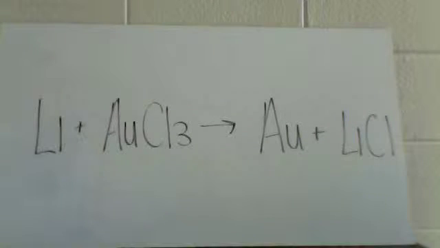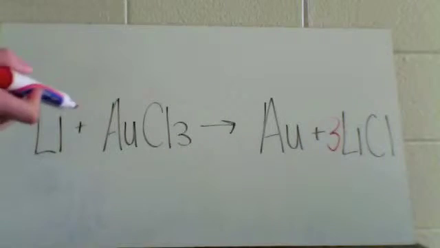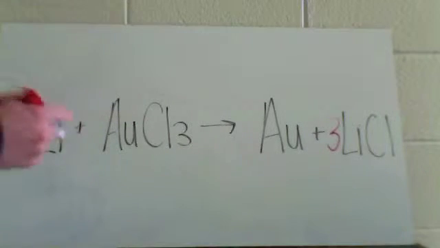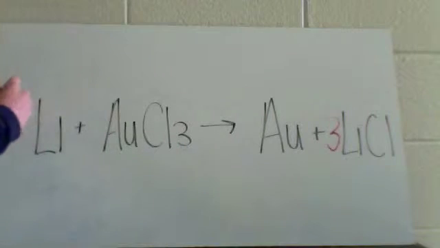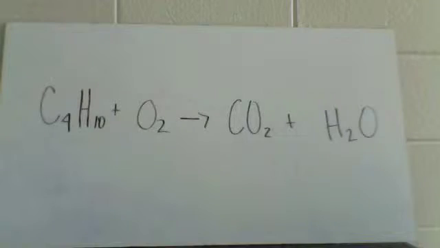Okay, now let's start balancing. If the problem is Li plus AuCl3 yields Au plus LiCl, balance it. To balance it, you have to put a 3 in front of the LiCl, and that'll give you 3 lithiums and 3 chlorine atoms. And that matches this, and then you'll have to put a 3 in front of the lithium by itself. And that's it. Let's try another.